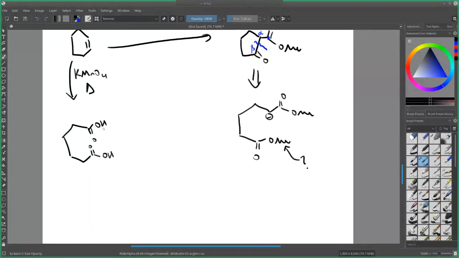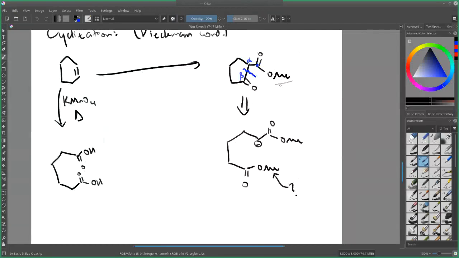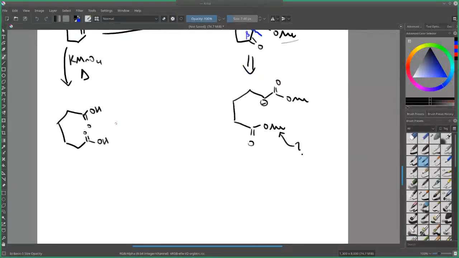And now we need to turn these both into esters. And ideally, we turn them both into even methyl esters because our final product is a methyl ester. So what would be a good way to make both of these into methyl esters?